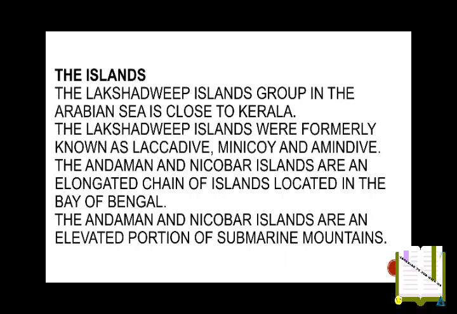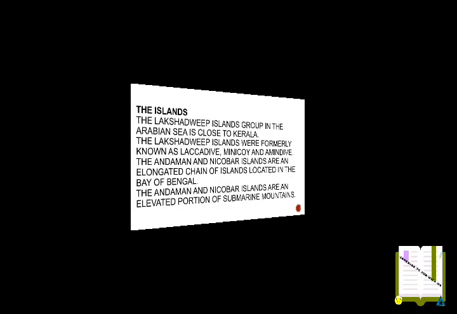The islands. The Lakshadweep Islands group in the Arabian Sea is close to Kerala. The Lakshadweep Islands were formerly known as Laccadive, Minicoy and Amindivi. The Andaman and Nicobar Islands are an elongated chain of islands located in the Bay of Bengal. The Andaman and Nicobar Islands are an elevated portion of submarine mountains.